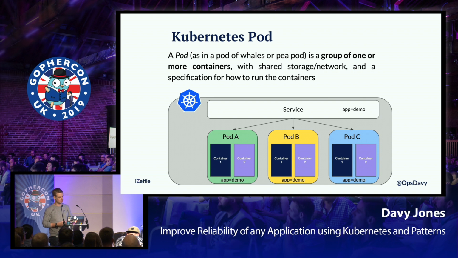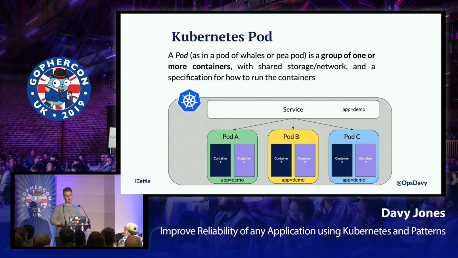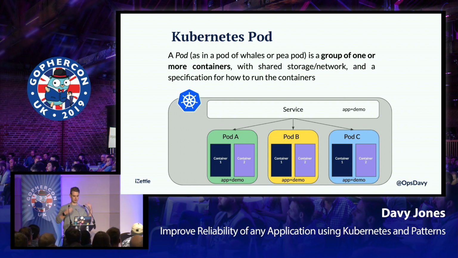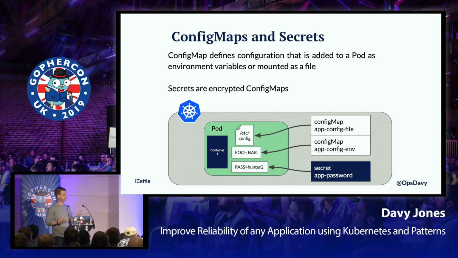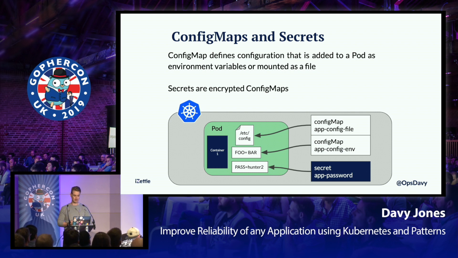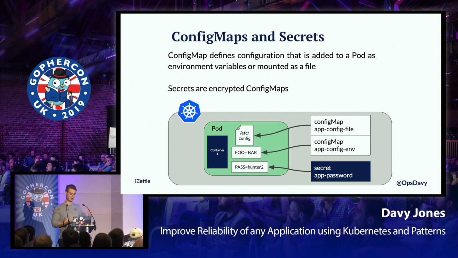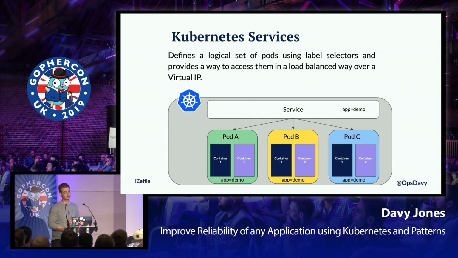So within the Linux namespace concept, it's sharing the mount and network namespaces so that you can communicate over localhost and you can mount a volume to multiple containers and you can read and write to it. You can define configuration using config maps, and this can be in the form of a file that you can mount or environment variables, and secrets, or encrypted versions of config maps.